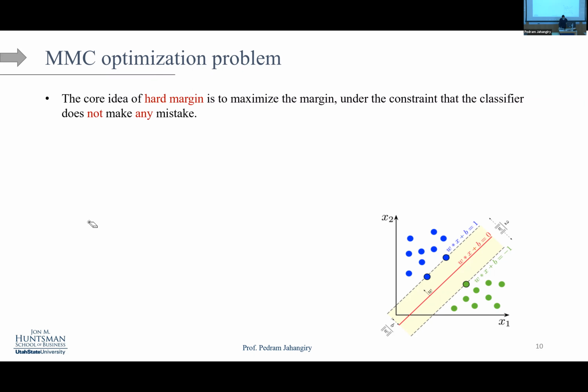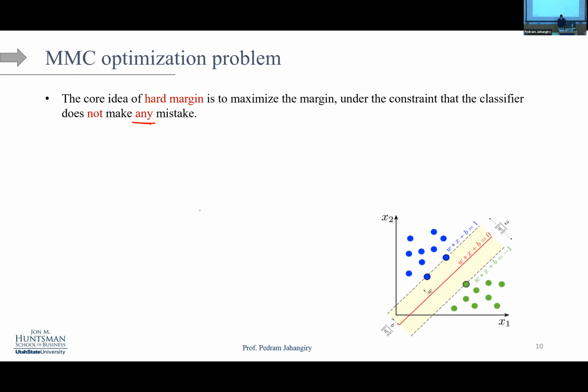Okay. All right, so the core idea of hard margin is to maximize the margin, under the constraint that the classifier does not allow any kind of misclassification, or does not make any mistakes. So what does that mean? We are super restrictive. We say that the classifier that you come up with should have no tolerance, right? So both classes here in blue and green should be completely separate from each other. You do not allow for any kind of misclassification within the margin, right? So that's why we call it hard margin.